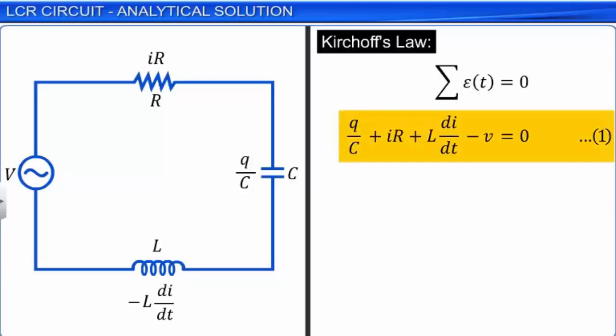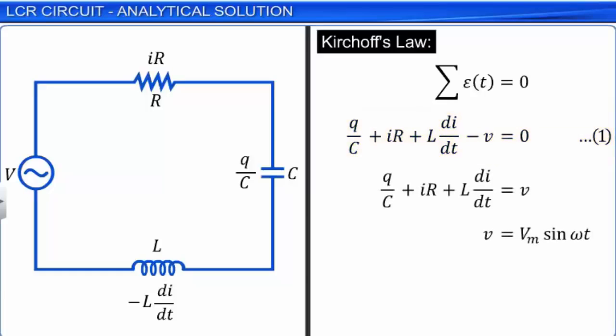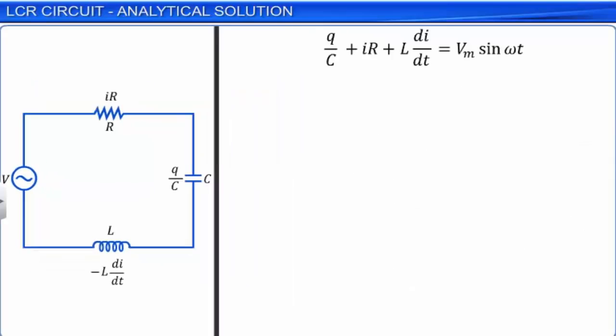Since V is equal to Vm sin omega t, we get Q by C plus IR plus L dI by dt is equal to Vm sin omega t. We know that the instantaneous current I is equal to dq by dt.